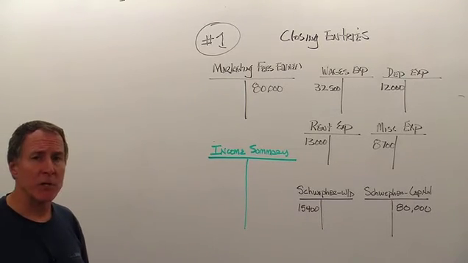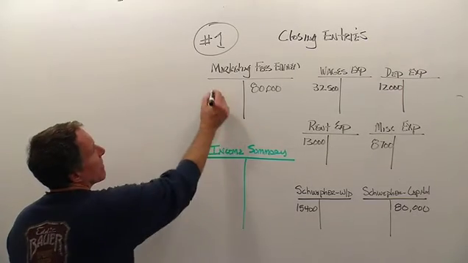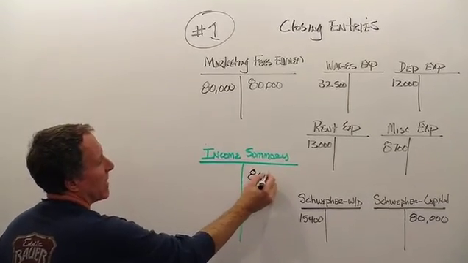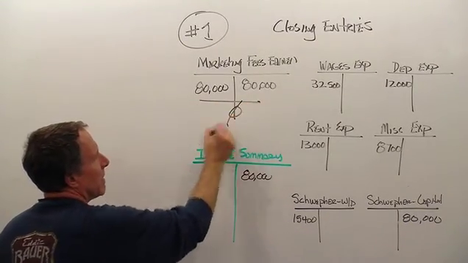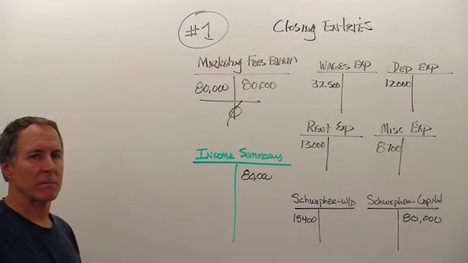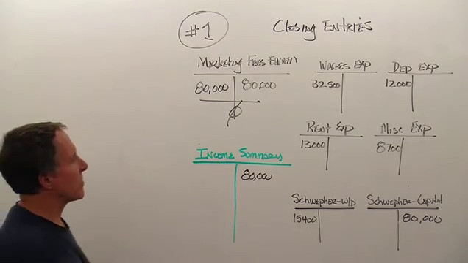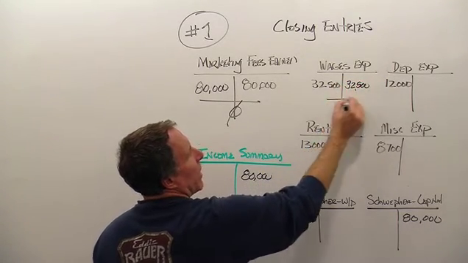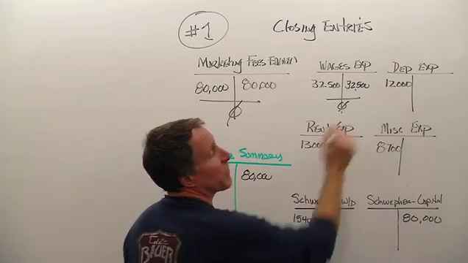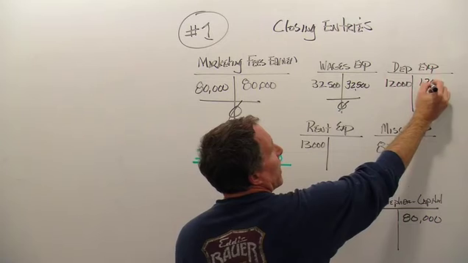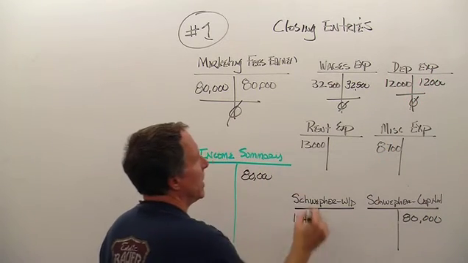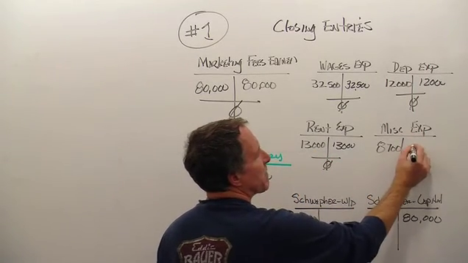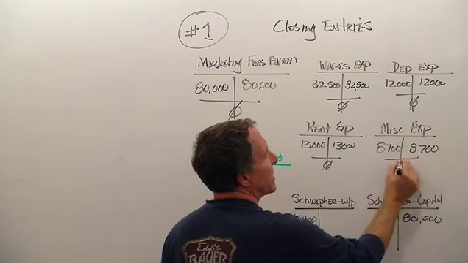The first one was closing out the revenues, and I debited the fees earned and I credited income summary for $80,000. So you can see that temporary account is closed out to 0. I closed out all the expense accounts. So let's see, I credited $32,500 for the wages expense, that's to 0. The depreciation expense was credited for $12,000, that's now down to 0. The rent expense was credited for $13,000, that's now down to 0. Miscellaneous expense was credited for $8,700, down to zero.